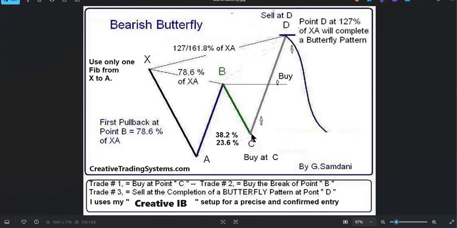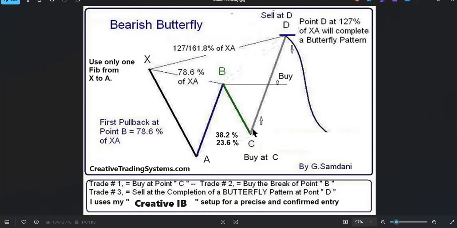So why don't we just see if we can locate point C in any pair or any instrument, then start trading from C to D? Why not? It's a long distance. It's the biggest leg of all these legs, right? One, two, three, four legs, but this is the biggest of all. So my strategy is: trade number one, buy at point C.